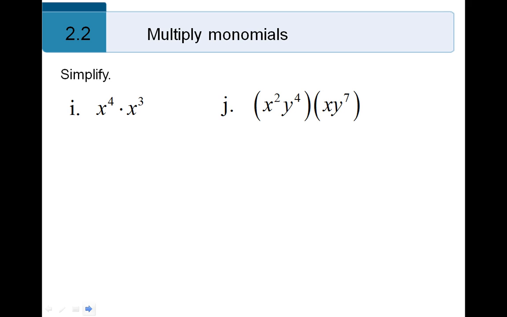X to the 4th times x to the 3rd power, that would be x to the 4 plus 3, which will equal x to the 7th.